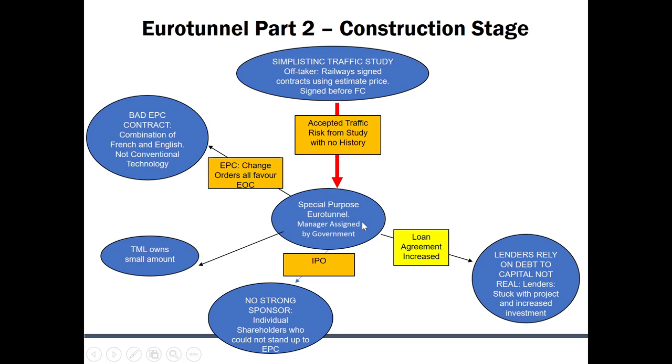And this project itself, I should have put here, had unconventional, not conventional technology. So they made all these mistakes: bad sponsor, bad contract, non-conventional technology. The lenders tried to rely on the debt to capital ratio. They wanted to show that skin was put in the game by these sponsors, but the sponsors were kind of idiots. They were just shareholders, and they relied on some fraudulent prospectus. And then the traffic study was just crazy.